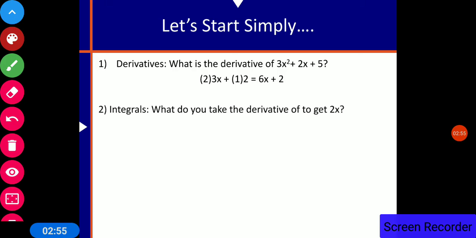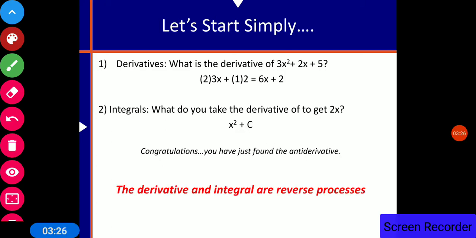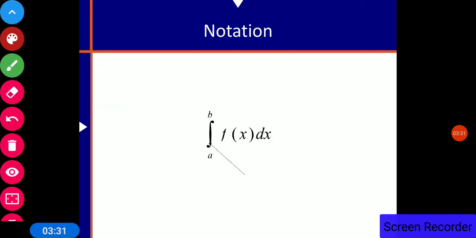Now integral: what do you take the derivative of to get 2x? For example, here you are getting 6x. So 6x is derived from 3x square. So simply, what do you take the derivative of to get 2x is x square plus c. So x square plus c will give you the derivative 2x. So derivatives and integrals, they are the reverse process.